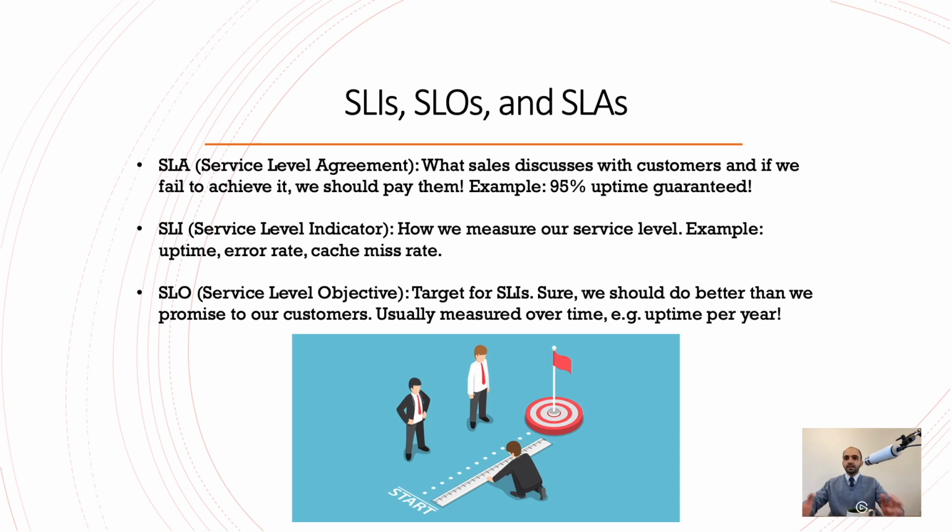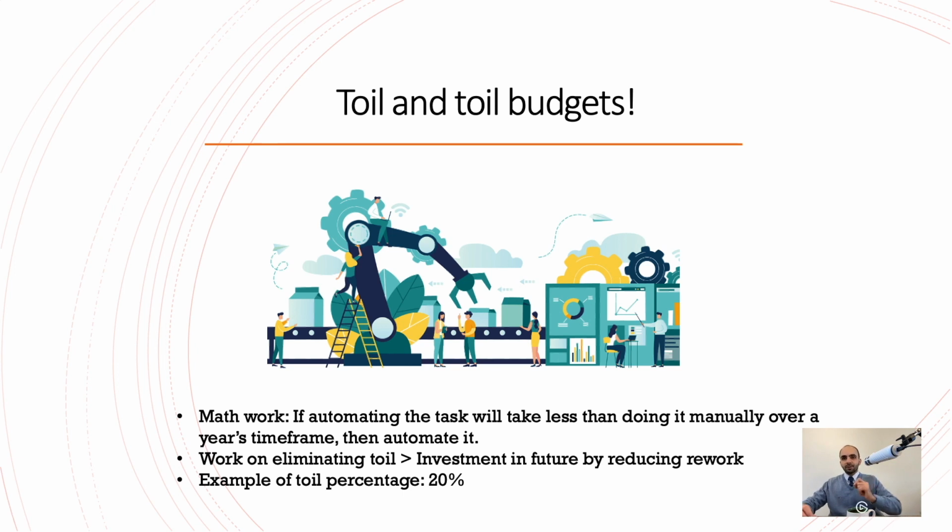We also have SLOs. These are the objectives we put on these SLIs, or indicators. For example, we want to have maybe 99% uptime per year. Usually for any indicator, there is a time frame. So we are saying that we want to have this much miss rate in this time frame. And that's it. We should just make sure that SLOs are always better than what we promised to our customer in the SLA. And we have toil and toil budgets.